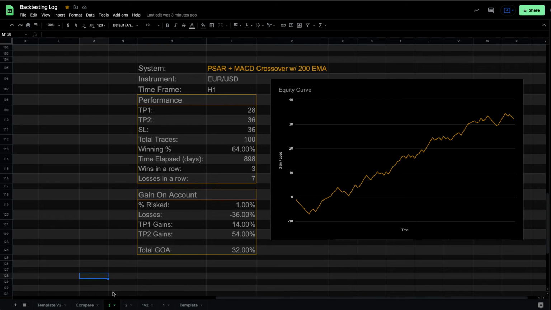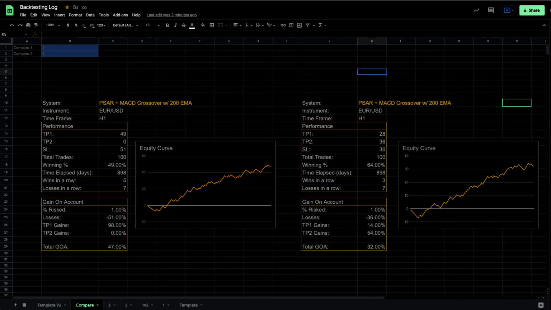Now let's compare to the last test we did, where we just had one take profit level. This is a good comparison because it is the exact same set of data and illustrates a very important point. You can see in our last test there was a 49% win rate, but the gain on the account was 47%. And when we use a multi-level take profit system, the win rate increased to 64%, but the gain on the account dropped to 32%. This illustrates what I call find the crumbs.